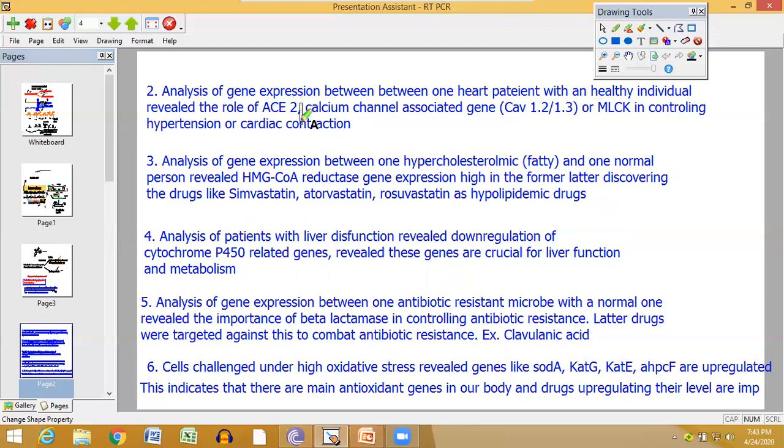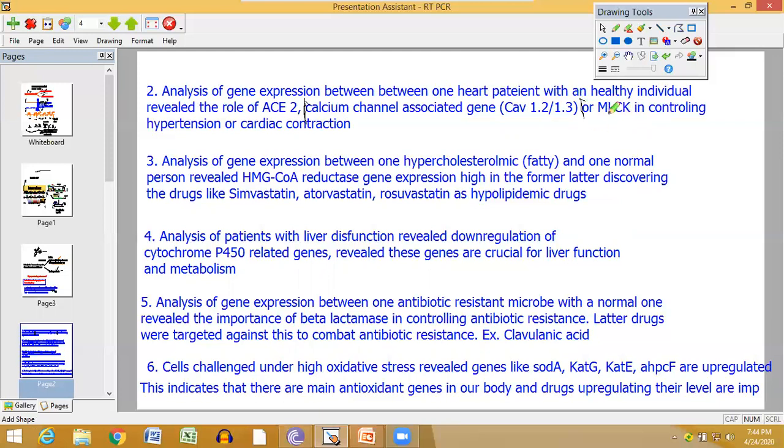Sorry, it should be expressed in the particular individual, hyperactivated or upregulated. Then the calcium channel associated gene also should be hyperactivated. What happens in a heart patient? The calcium channel is more activated, so heart muscle contraction is there. So the heart pumping rate or heart pumping force is very high. That creates some problem. And MLCK, myosin light chain kinase, that is also a gene controlling hypertension or contraction.